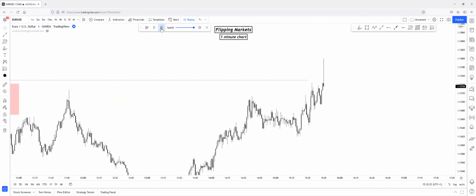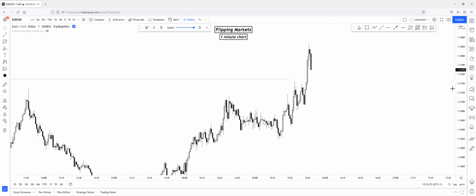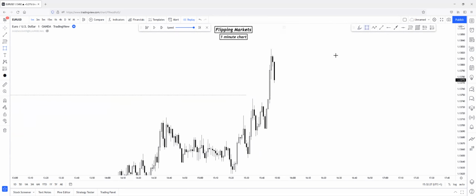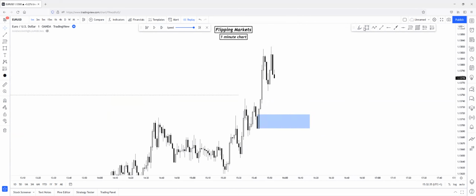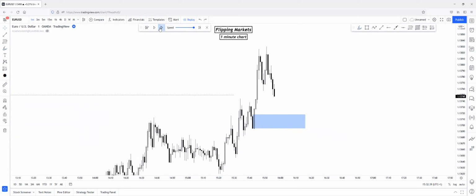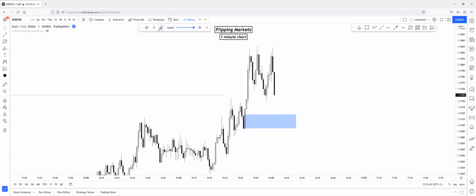Okay, small pullback. And actually the sweep happened, as you can see. And this was the last demand zone that created the sweep and the break of structure to the upside. Let's play price forward. Price swept this liquidity line, as you can see. That's what happens next.